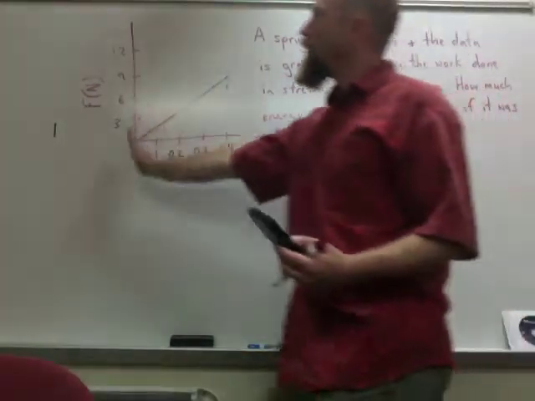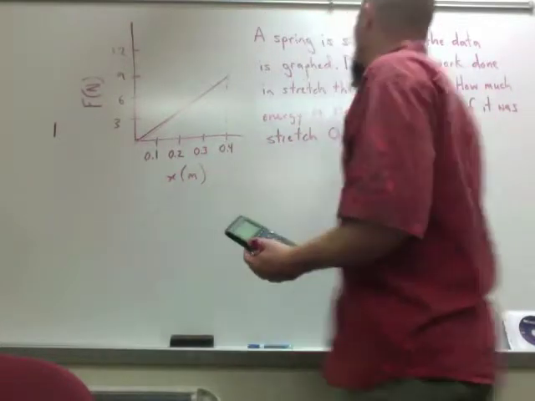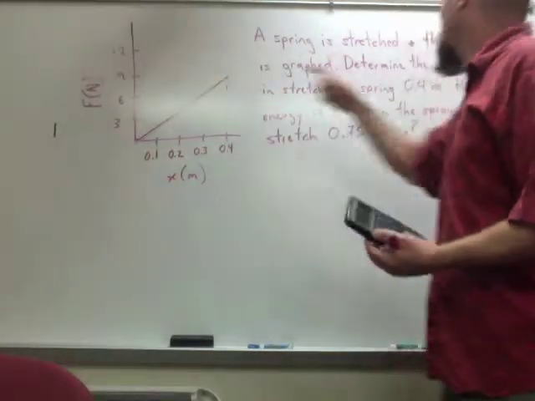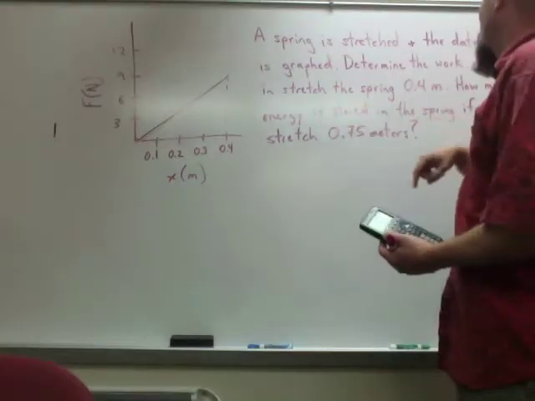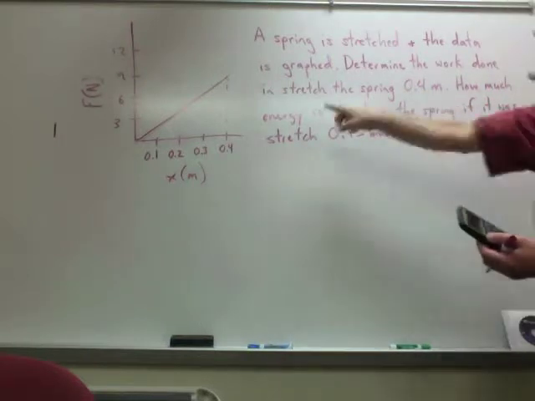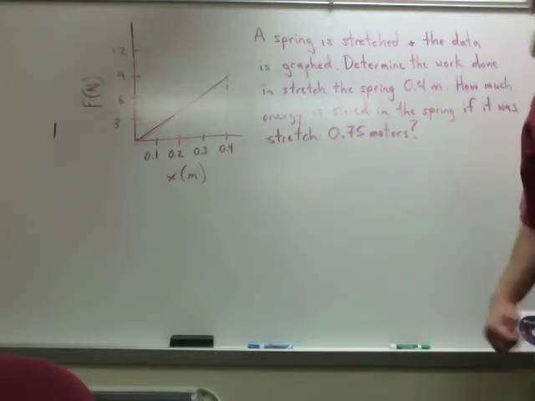All right, so we have a graph. It is force on this side, measured in newtons. Displacement on this side, measured in meters. It says the spring is stretched and the data is graphed, so there's my data. Love it. Determine the work done when you stretch the spring 0.4 meters. And then how much energy would be stored in the spring if the stretch was 0.75 meters, okay?